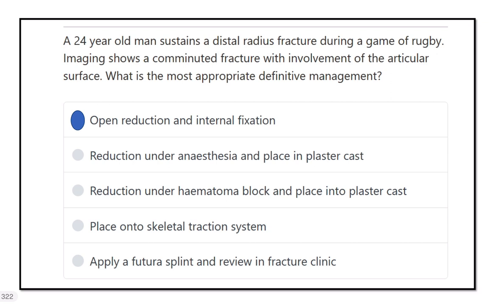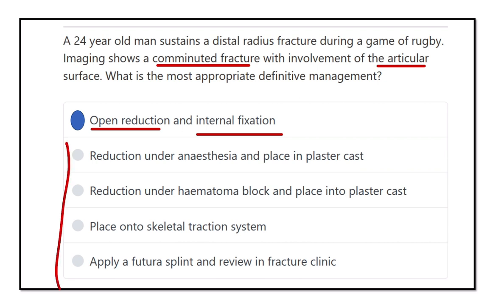So what is our option, as it is a comminuted fracture? Second, there is involvement of the articular surface and it is unstable, so go for surgery, and the surgery is open reduction and internal fixation. The other options here are all conservative management, and we should not go for conservative management for a fracture that involves the articular surface of the joint.